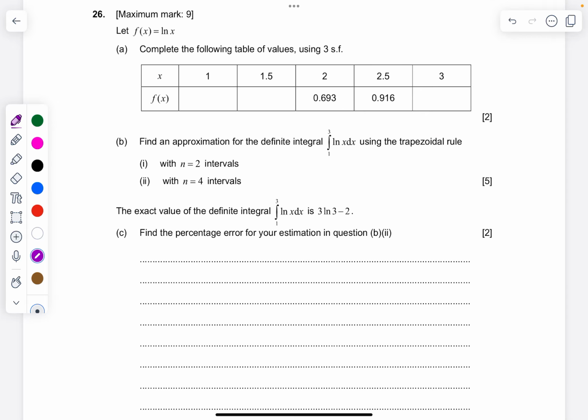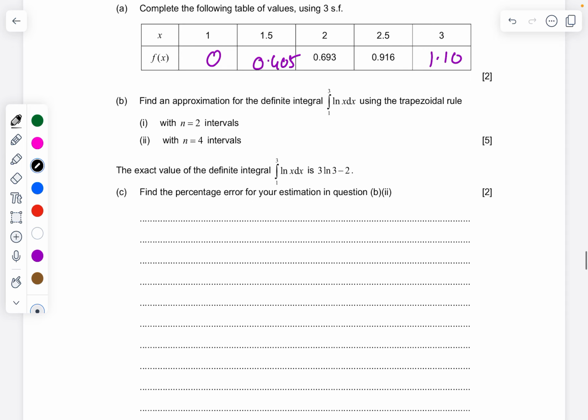Complete the following table using three significant figures. So when I substitute those values in, ln 1 is 0, ln 1.5 is 0.405, ln 3 is nothing but what? 1.10. Next, find an approximation for the definite integral from 1 to 3 of ln x using the trapezoidal rule, n equals 2. So h equals b minus a upon n. So this is a and this is b. So 3 minus 0 upon 2, which is 1.5.